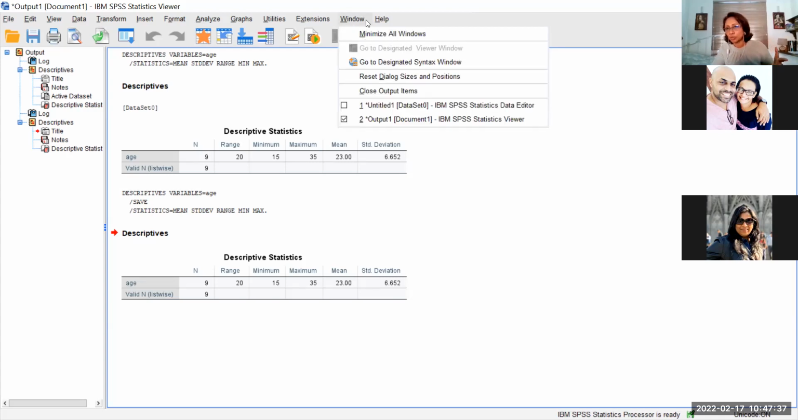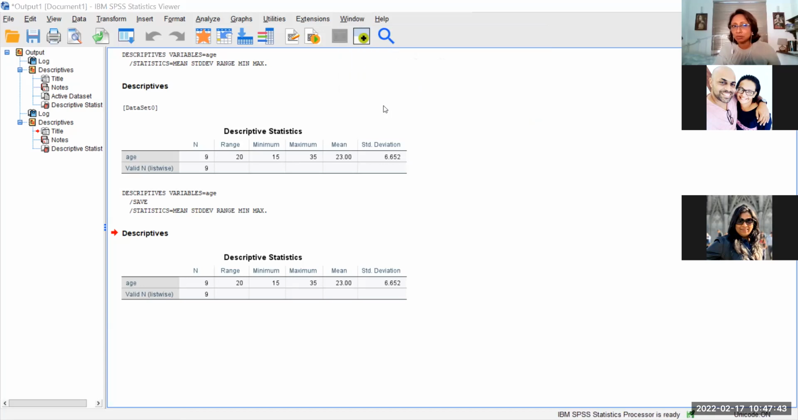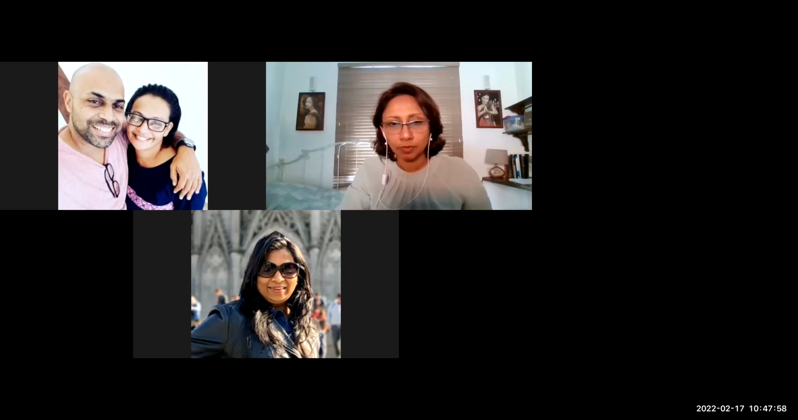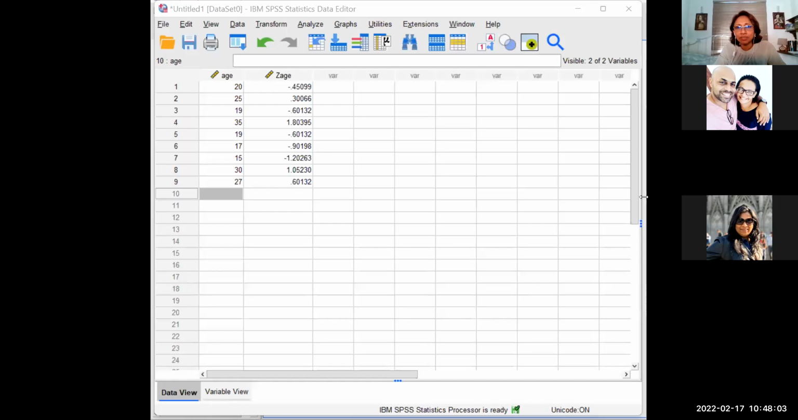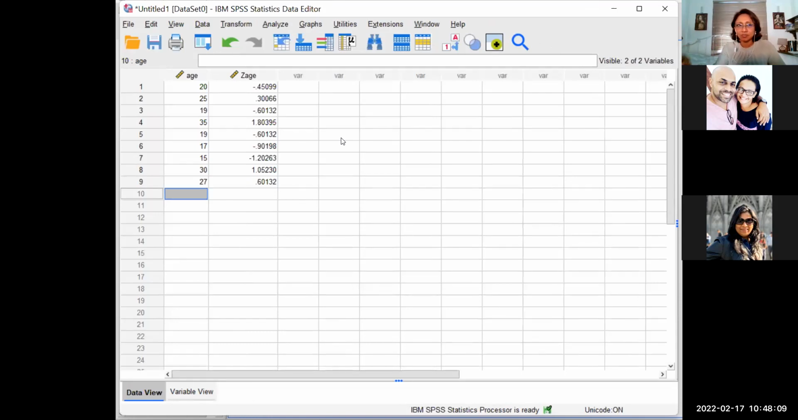I don't know if you're going to see the transition of the windows. Do you see now the Z age column? The screen has changed. No? No, okay. So now this is what happened to our data when we ticked that small box where it says to save standardized values. Automatically we are given the Z score for each age.